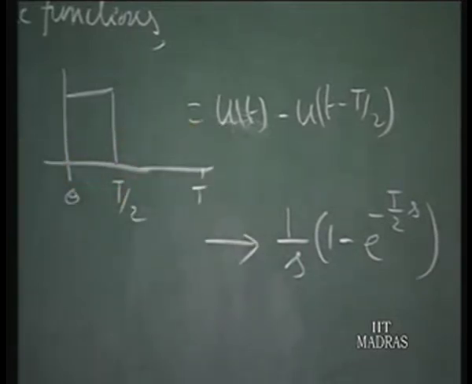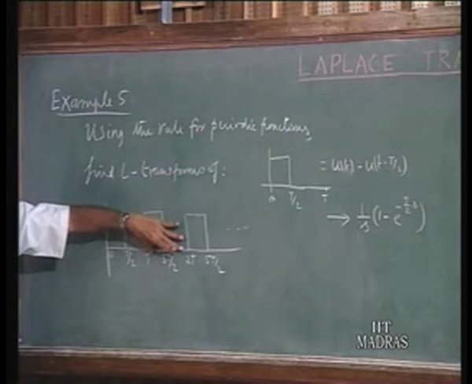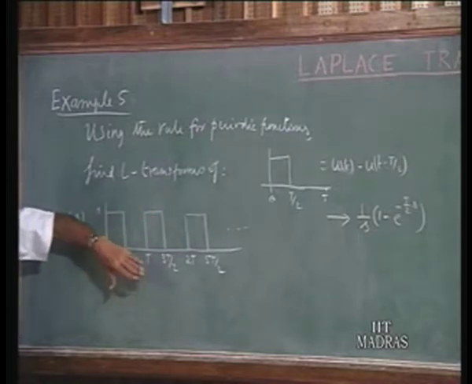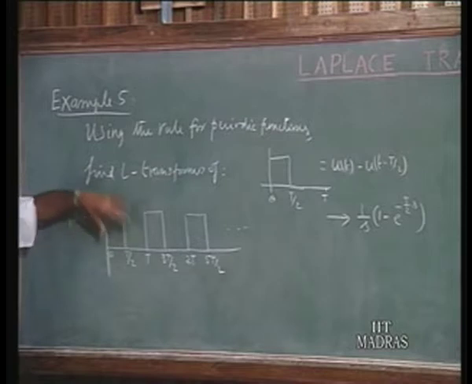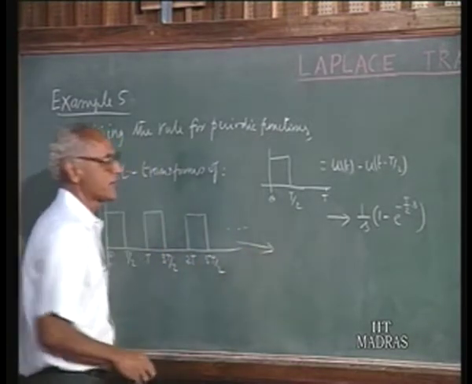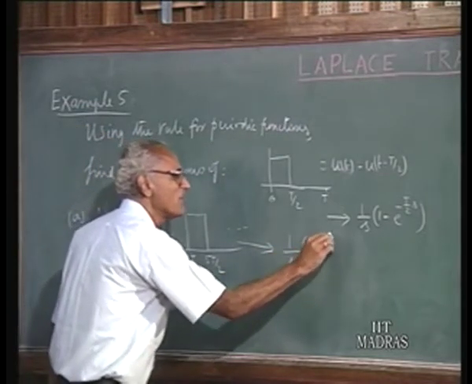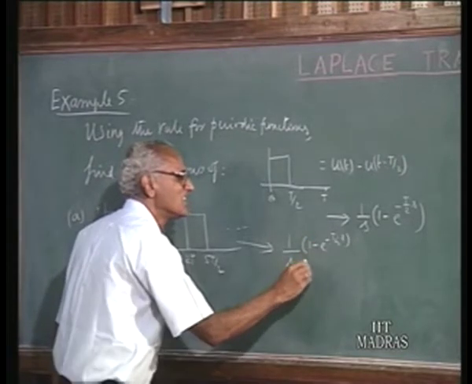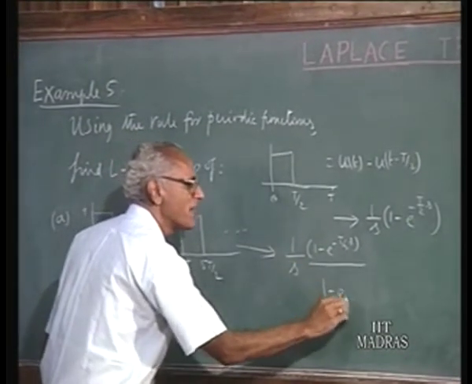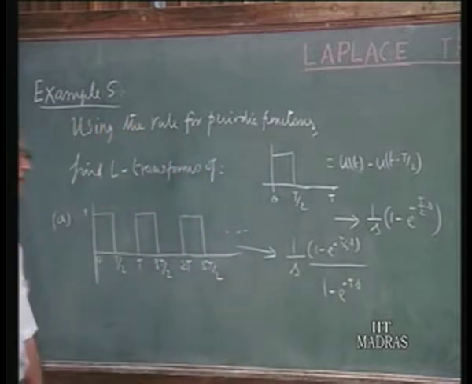Now all we are having is the same pulse repeating itself identically every capital T seconds. Therefore, this is a periodic phenomenon, and we found the Laplace transform of the phenomenon in one period. So the entire periodic function will be obtained by 1 over s, 1 minus e to the power of minus T by 2 s, the basic function, divided by 1 minus e to the power of minus T s, according to the rule that we had earlier derived for a periodic case.